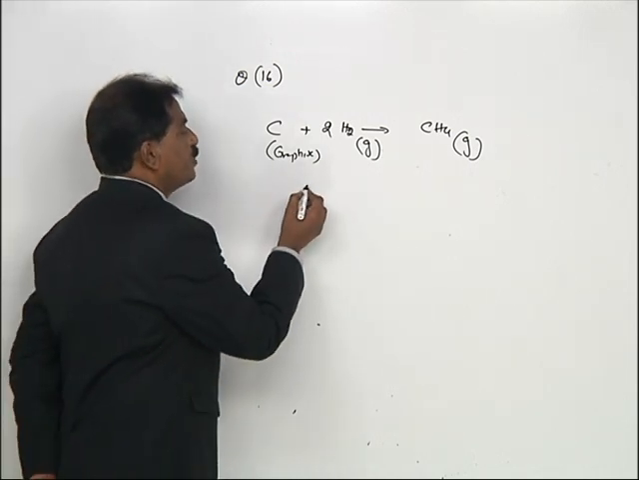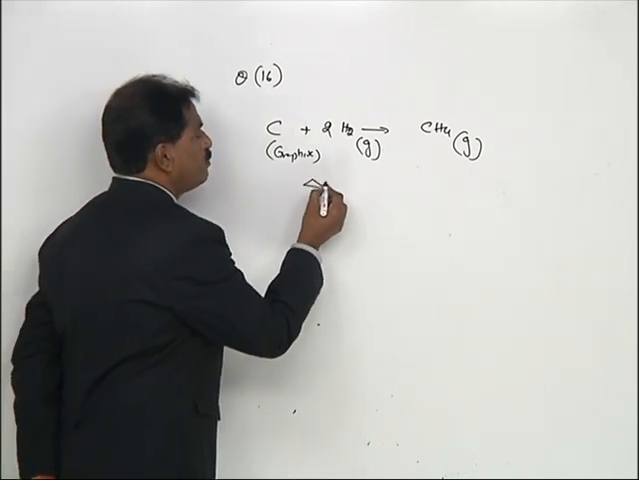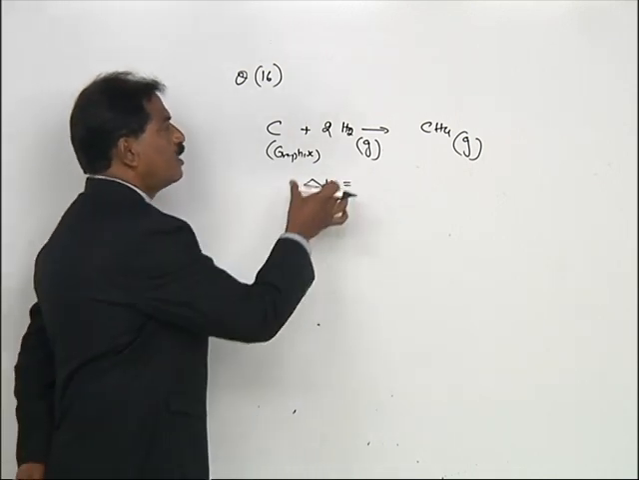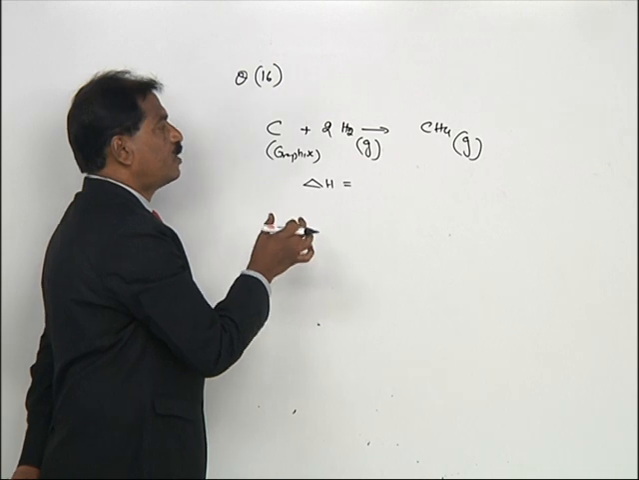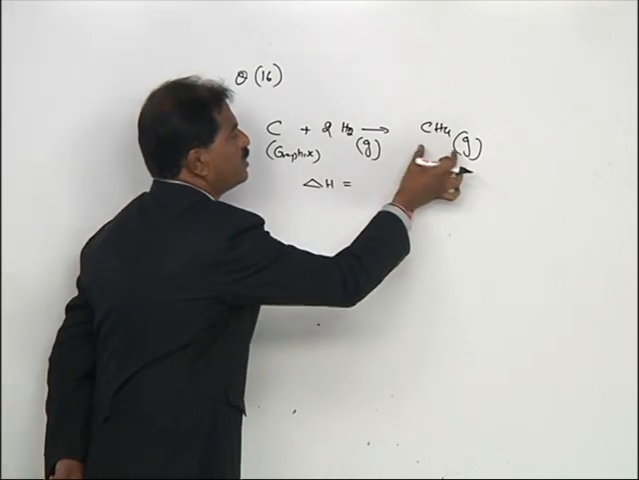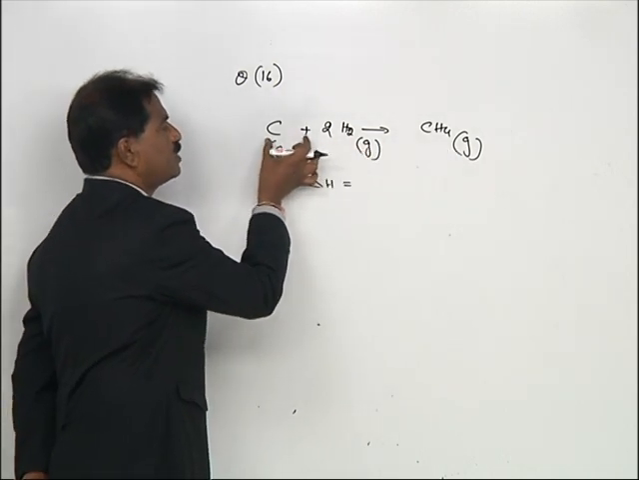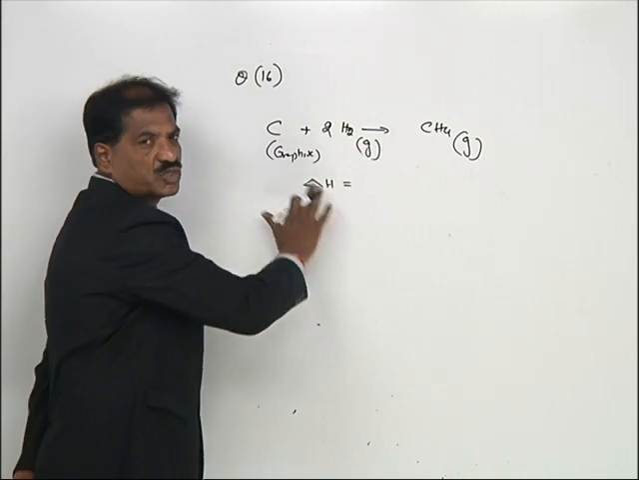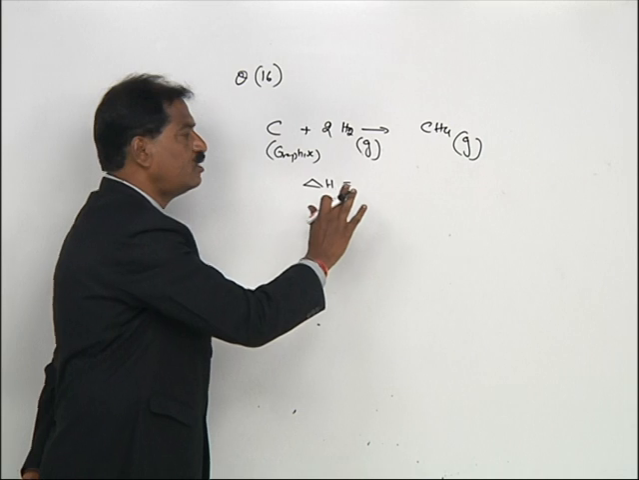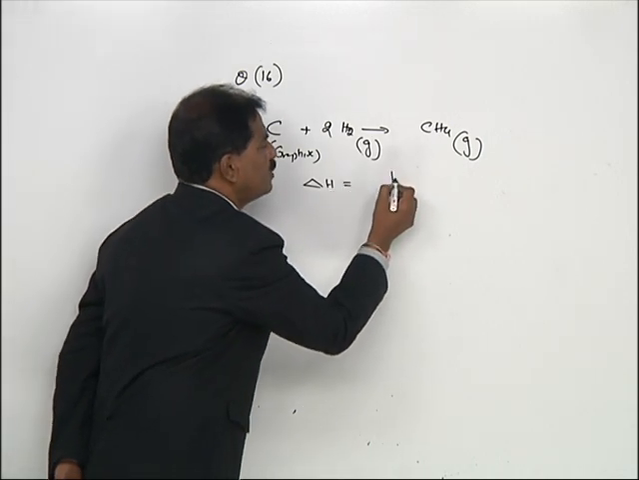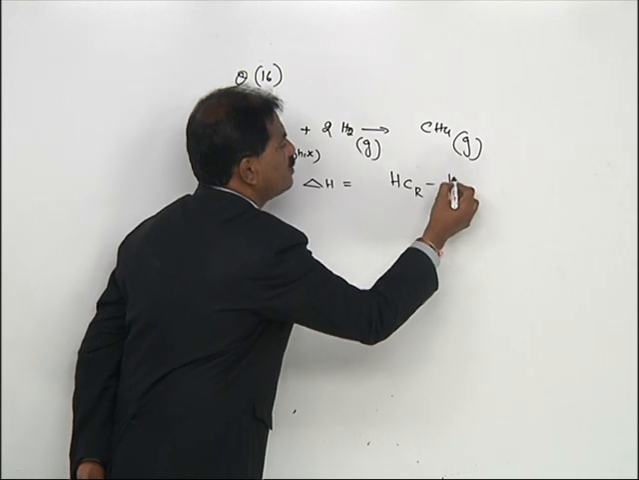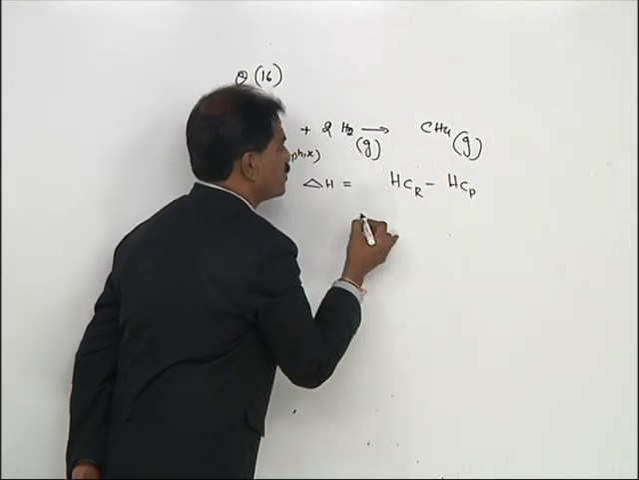Since we want the enthalpy change for the formation of the methane, observe the data given in the problem. Heat of combustion of the methane is given, heat of combustion of hydrogen is given, heat of combustion of the graphite is given. Whenever the heats of combustion of the reactants and products are given, the enthalpy change is heat of combustion of the reactants minus heat of combustion of the products.